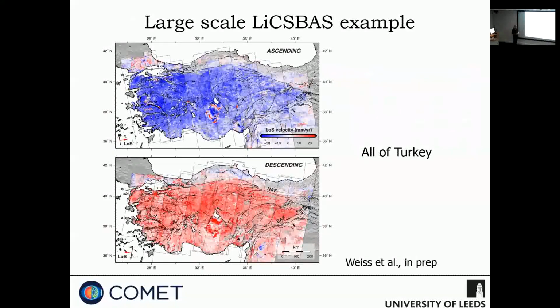And here's a large scale application of LiCSBAS. This is the whole of Turkey. We looked at both ascending and descending data from the whole of Turkey. In this case, I'm just showing you the long term rates. There are also lots of other signals here, various signals due to structure as well.